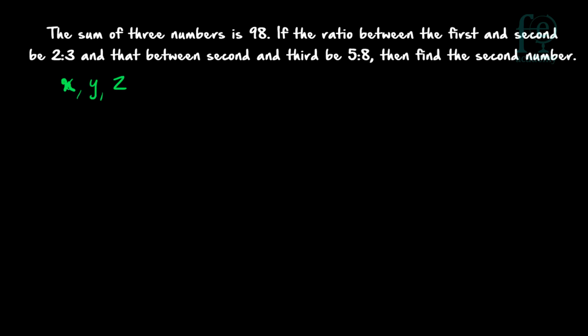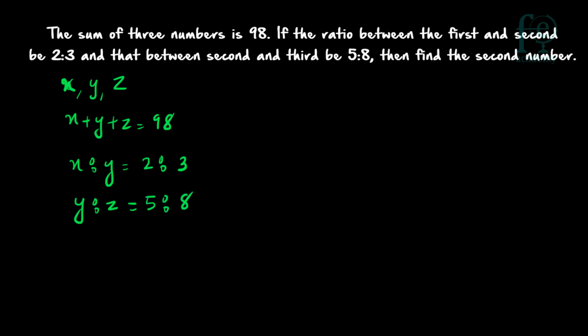So it is given that the sum of three numbers is 98. So x plus y plus z is equal to 98. And you are also having the ratio between the first and second number, which is given as 2:3. And the ratio between the second and the third number is also given. It is equal to 5:8. You have to find out the middle number, or what is y. That is the question. So how to do this?